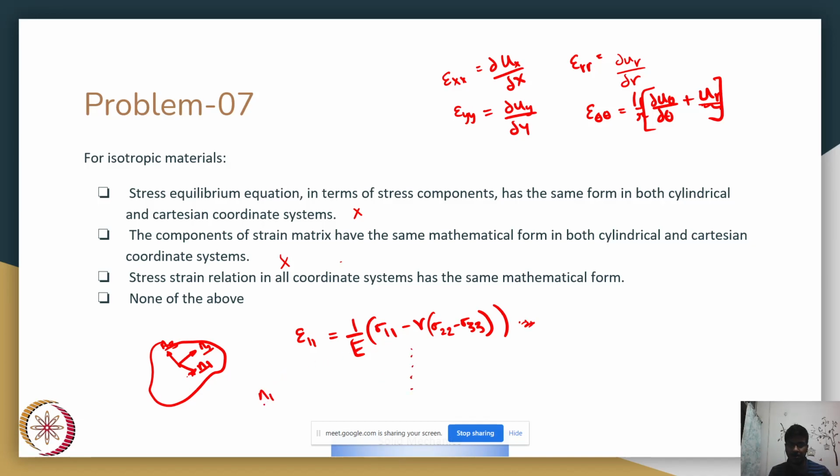So long as n1, n2, n3 form a right-handed basis. Sir, I think it should be sigma 2 plus sigma 3. Oh, apologies, thank you for pointing that out. So the stress strain relation in all coordinate systems for isotropic materials has the same mathematical form provided the said coordinate systems are, by coordinate systems we mean right-handed basis. Okay.